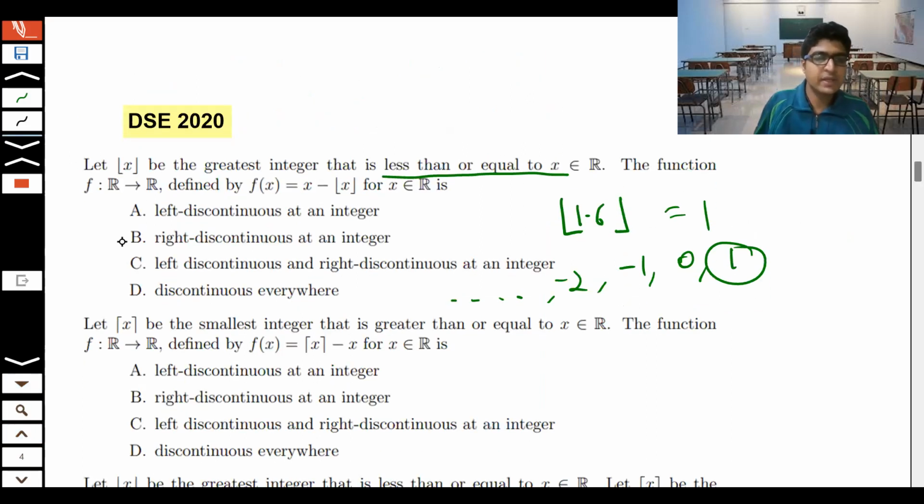So the answer is... sorry, the option is talking about discontinuous. This is right continuous, that means it is left discontinuous. So the answer is A. This function is right continuous, that means it is left discontinuous. And it is not discontinuous everywhere because for non-integer values it is continuous. It is not left and right discontinuous because it is right continuous. All right, so the answer is A.